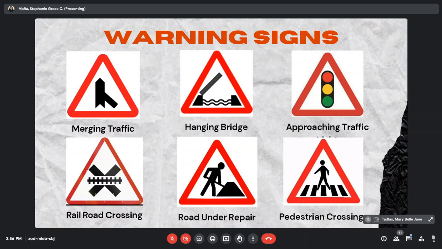Then road under repair. If there is a road repair ahead of the road, nag-warn sa driver para maging alert sila sa mga potential dangers and disruptions na dulot ng road repair. Then pedestrian crossing, para ma-alert yung driver and nag-warn na they should pay more attention sa surroundings nila since merong designated area na magko-cross ang tao.